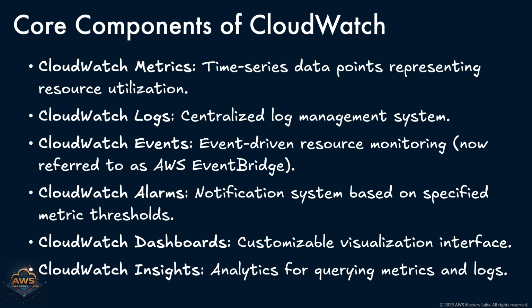functions or notifications. CloudWatch alarms are crucial for staying proactive. You can define thresholds on metrics, and when those thresholds are crossed, whether too high or too low, CloudWatch can trigger automated actions or notify you immediately, helping you respond before small issues become big problems. For visibility, CloudWatch dashboards provide a fully customizable way to visualize your metrics and logs. You can build charts, graphs, and gauges to track performance indicators across your entire AWS environment, all from one screen.